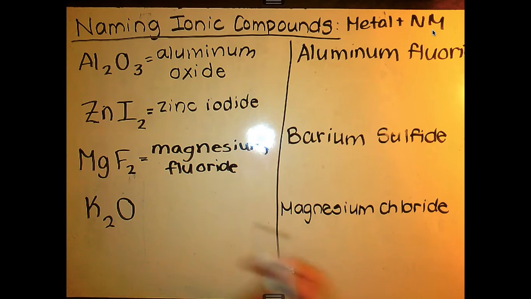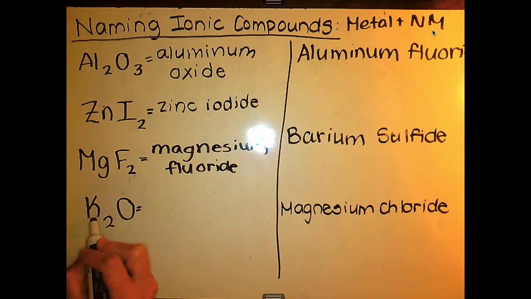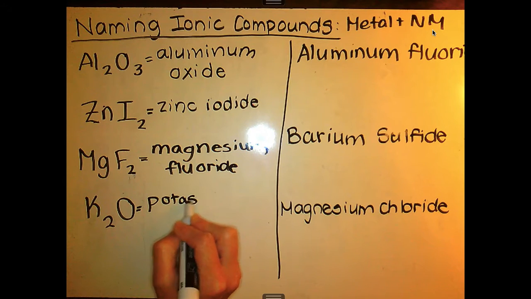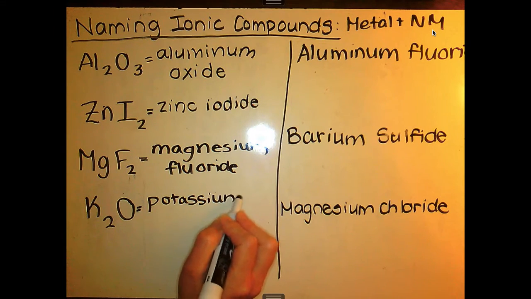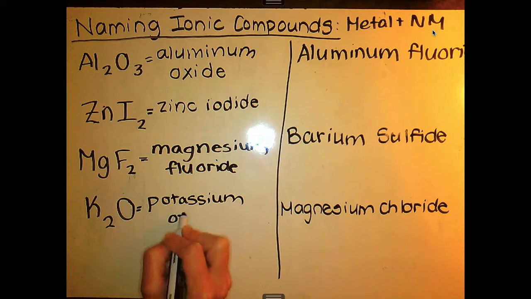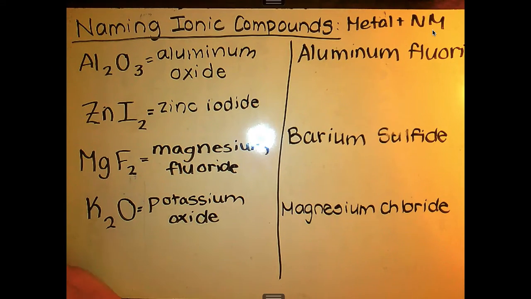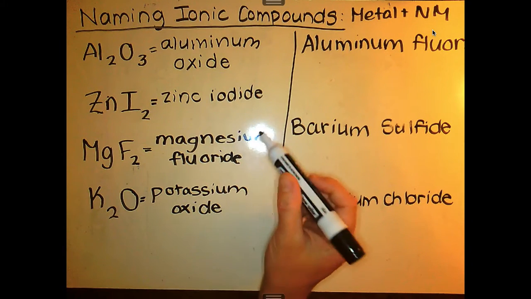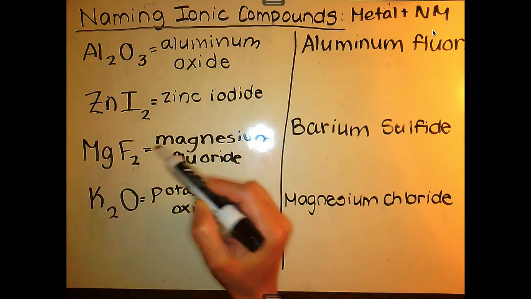And then the last one that we'll look at on this side is potassium, which we know is an alkali earth metal. So we've got potassium and oxygen. We're going to name the metal, which would be potassium, and then simply add IDE to that nonmetal, so potassium oxide.